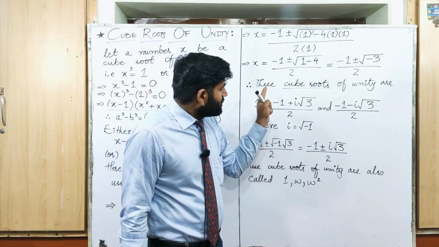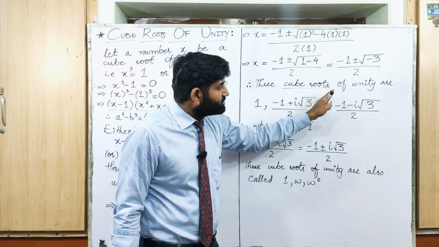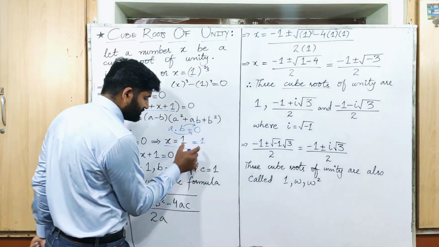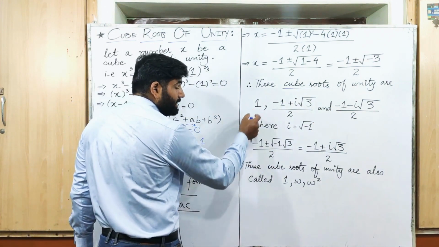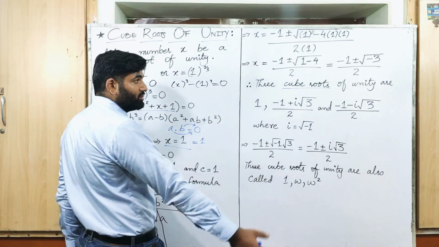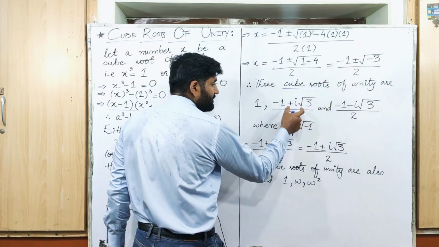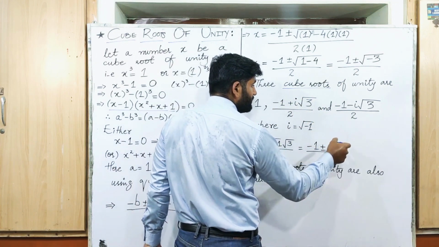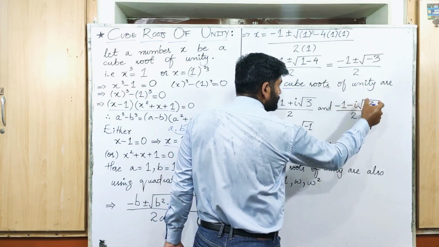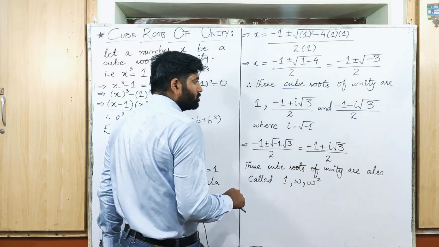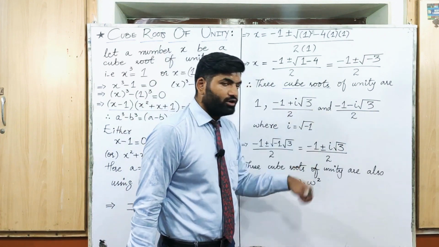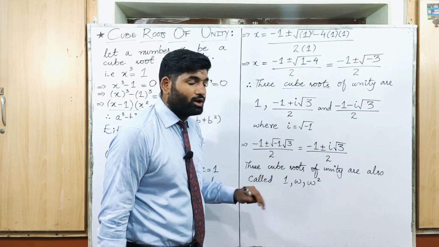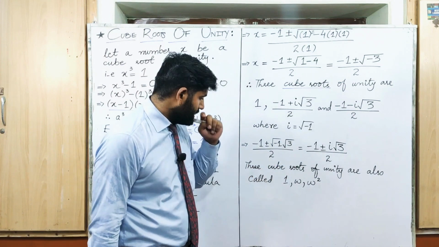Okay. So therefore the three cube roots of unity are what? The first one we found was 1. The second cube root of unity will be minus 1 plus iota radical 3 over 2, and the third cube root of unity will be minus 1 minus iota radical 3 over 2. So these are the three cube roots of unity, where iota is equal to under root minus 1.